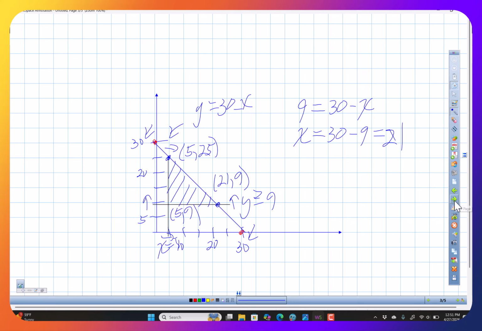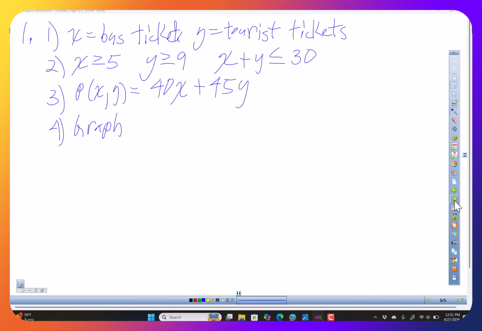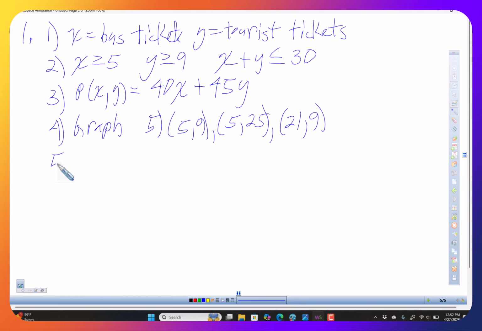And our rubric says to identify the vertices. So we'll put that 5. So our vertices, going clockwise from the bottom left, are 5, 9, and 5, 25, and then 21, 9. Then we're supposed to maximize. So our profit as a function of 5 and 9 is 40 times 5 plus 45 times 9. Oh, yeah, this is 6. So maximize.